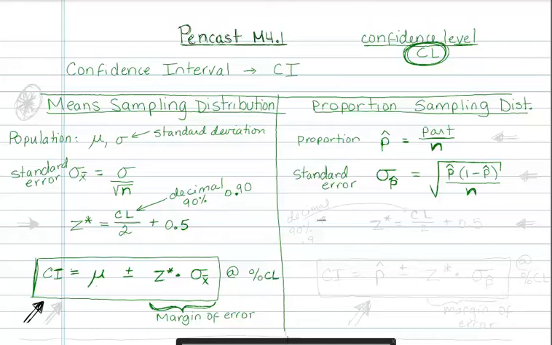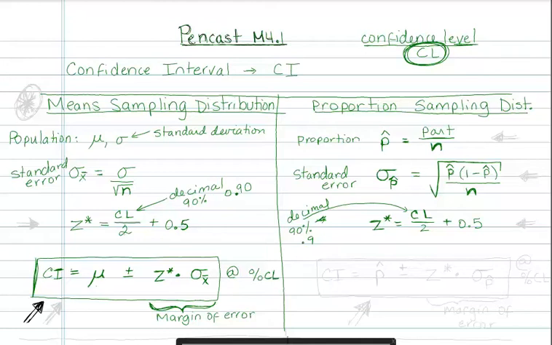Z star is going to be the same thing as before. It's the confidence level as a decimal divided by 2 plus 0.5. That's decimal form. So if it's a 90% confidence level, then 0.9 is what you would write in there.